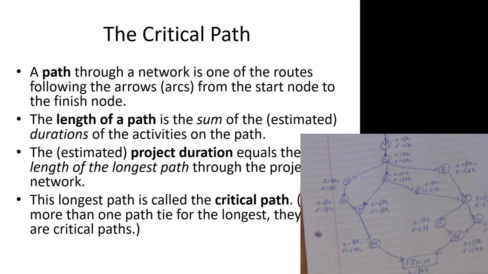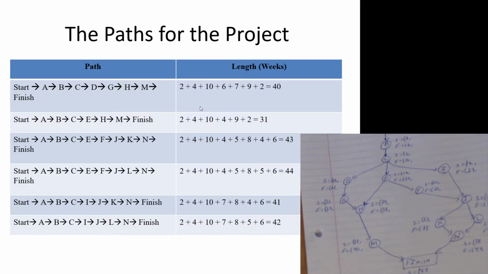Okay? And I've charted them out on a table here. Okay, so there's the different pathways. Go from A to B to C to D to G to H to M. Summing up all the activities across each one of those activities, summing them all up, 2 plus 4 plus 10 plus 6 plus 7 plus 9 plus 2 equals 40, right? And I encourage you to do this for all the other activities. The longest path is the critical path, okay?